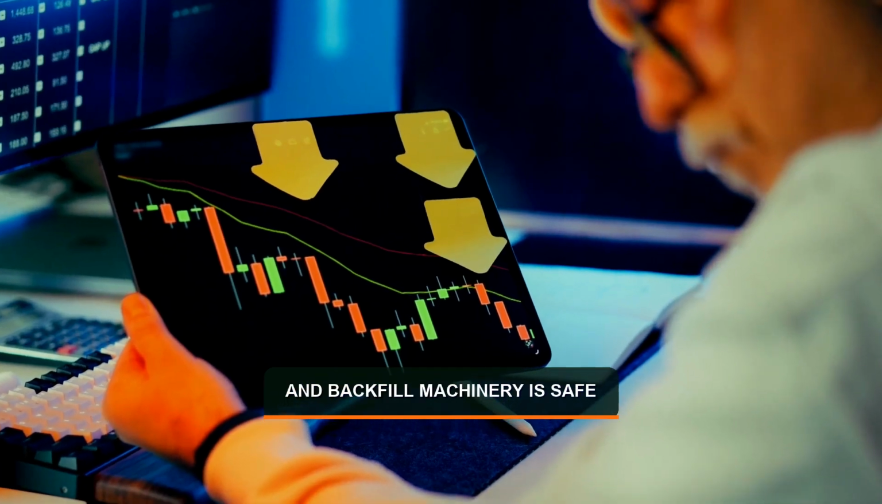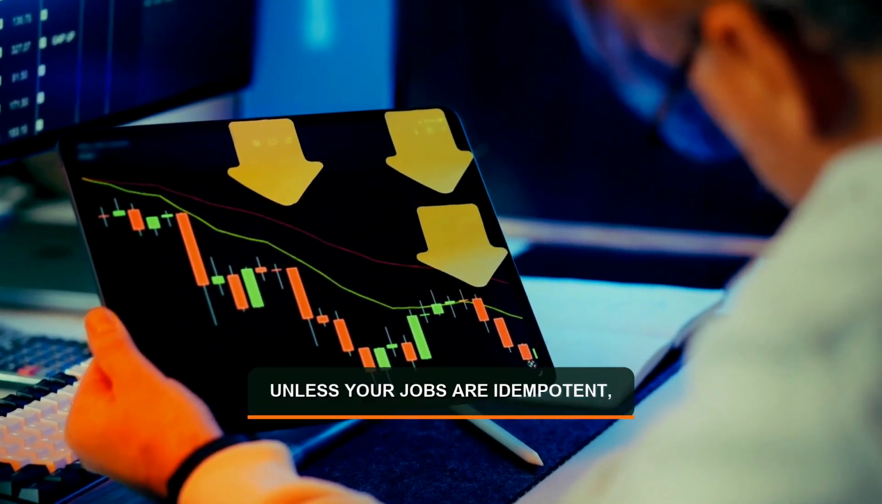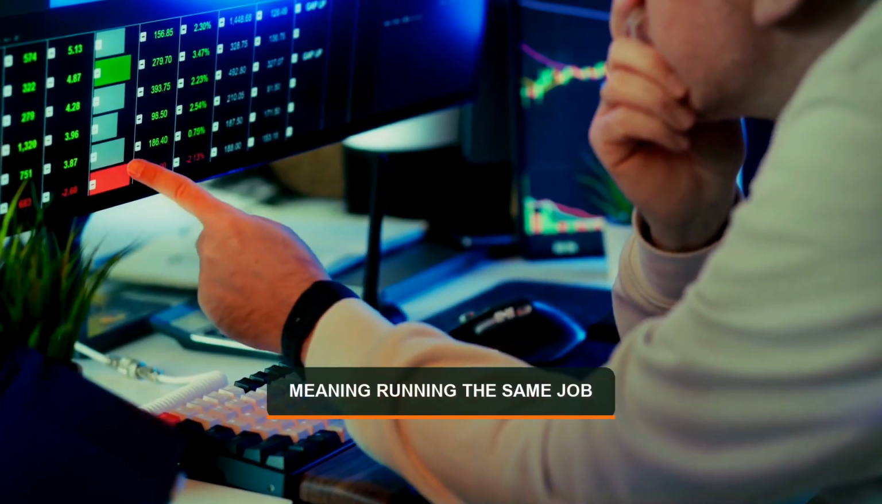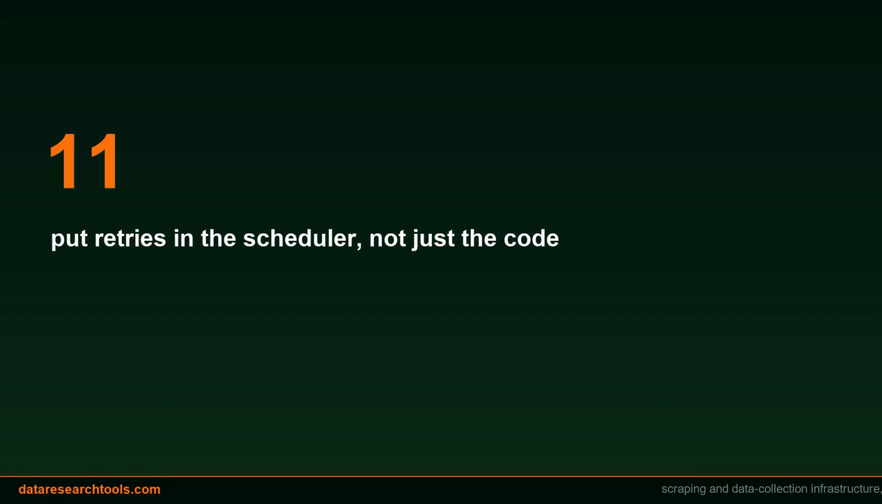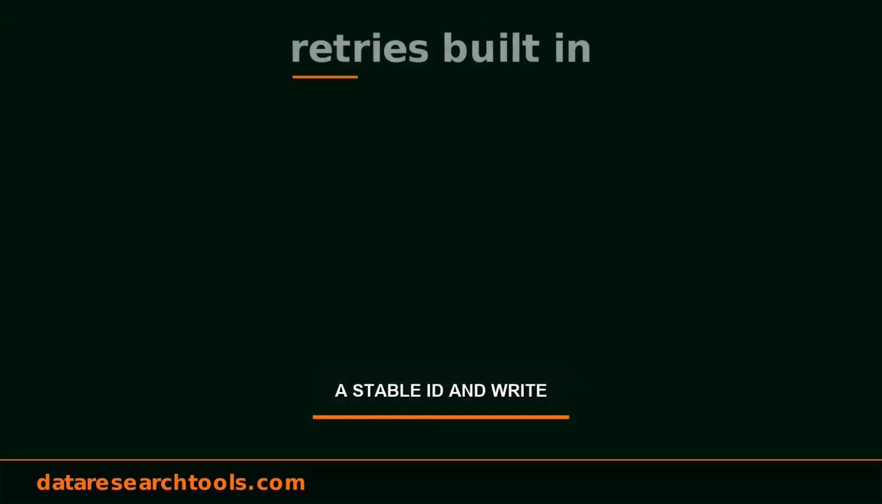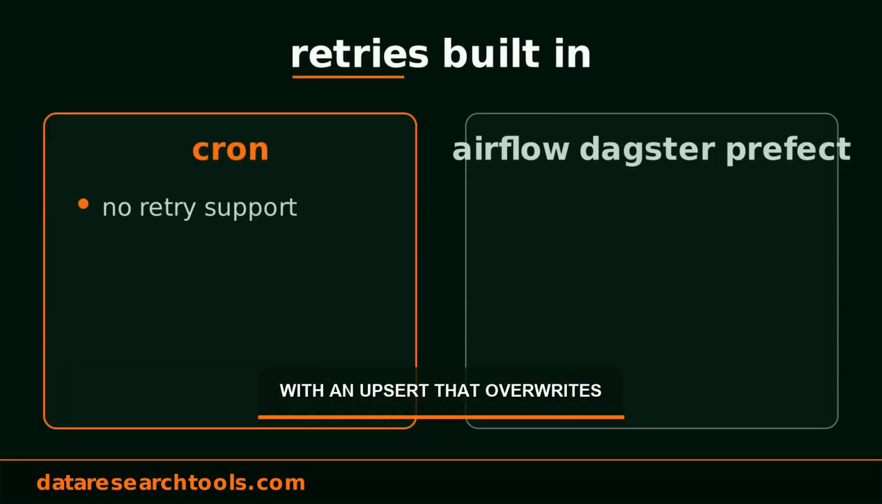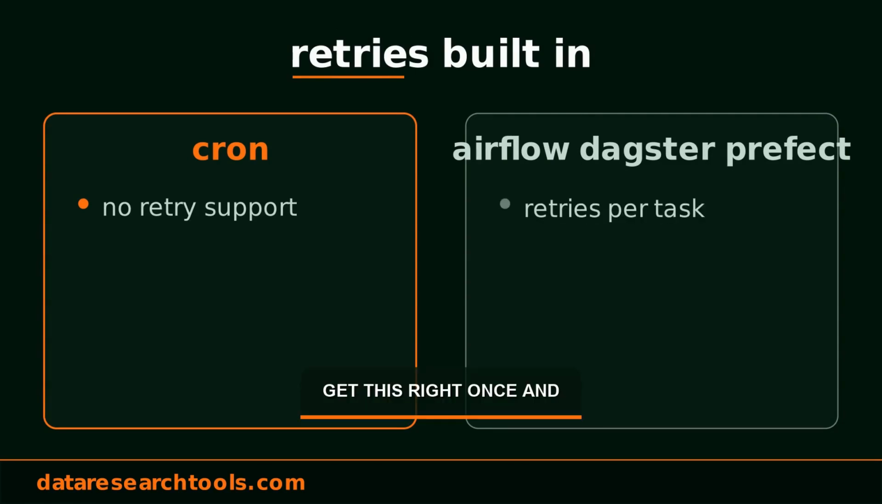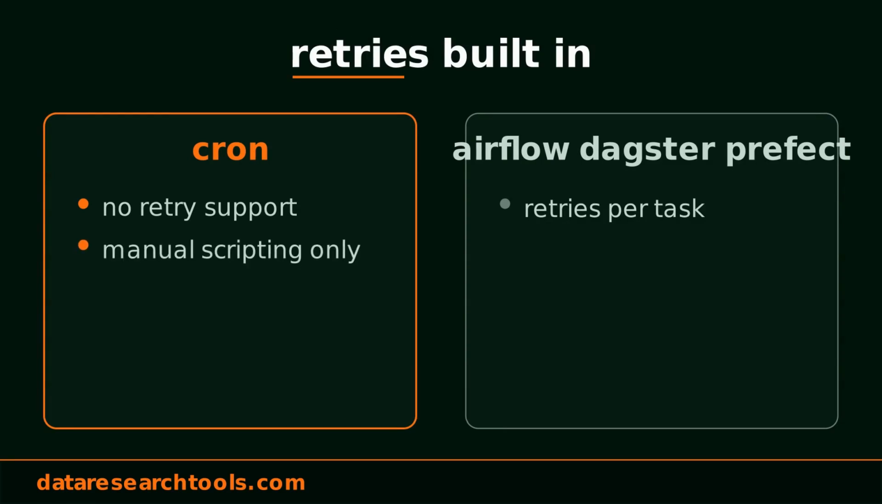Idempotency is what makes scheduling safe. None of the retry and backfill machinery is safe unless your jobs are idempotent, meaning running the same job twice does no harm. If a rerun doubles your rows or corrupts a partial write, then every retry is a gamble and every backfill is a risk. So key your records on a stable ID and write with an upsert that overwrites cleanly instead of appending. Get this right once, and the scheduler can retry, reprocess, and recover from a crash freely because a repeated run always lands in the same place.